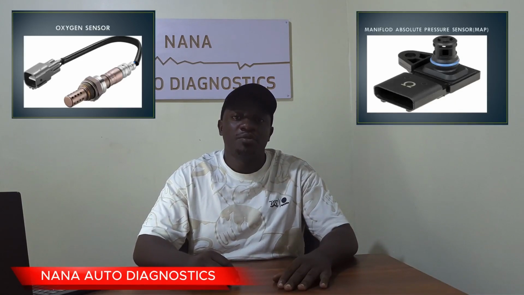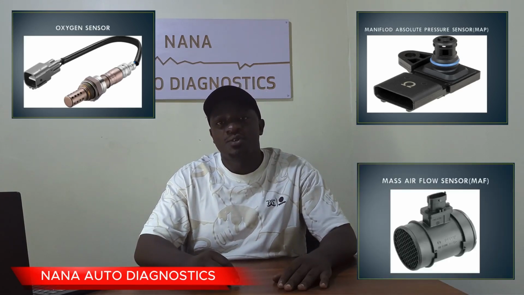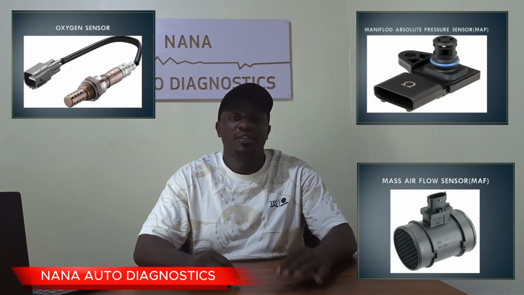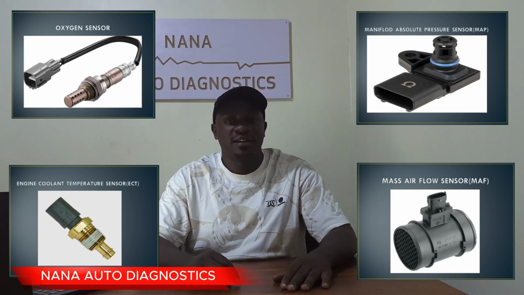So at its core lie ECUs or modules. Now, these modules work with sensors, or they receive data from sensors, such as the oxygen sensor, the manifold absolute pressure sensor, also known as the MAP sensor, the mass airflow sensor, also known as the MAF sensor, the engine coolant temperature sensor, also known as the ECT sensor, along with other sensors.